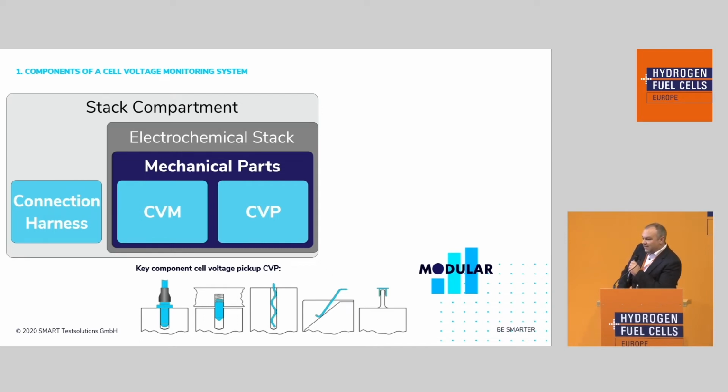The key component here in the meantime is the cell voltage pickup. So Smart provides here a large variety of different standard solutions for contacting the bipolar plates. That can be simple pin contacts, a variety of spring contacts, flag contacts. That is strongly required to get the voltages out of the bipolar plates.